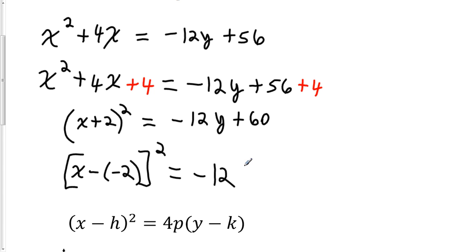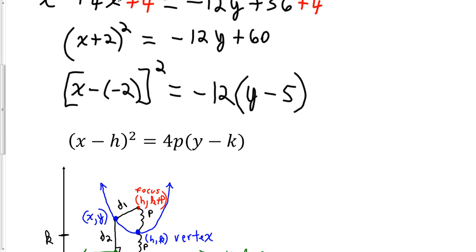So negative 12 is going to be multiplied by y, since when you divide this by negative 12 you get y, which was the point of factoring out the negative 12. And when we divide 60 by negative 12, you get minus 5. So I'm almost there. I have pretty much everything I need to identify.